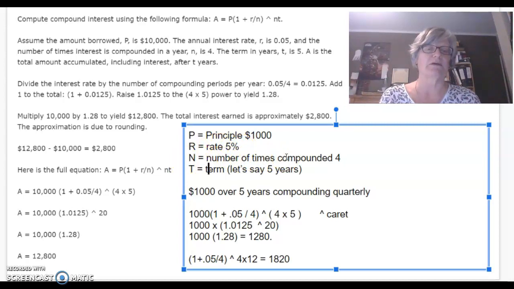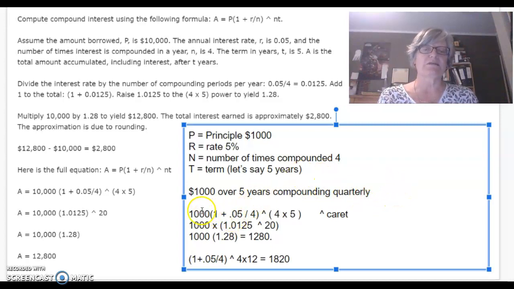that it compounds. So if it was a yearly compounding interest, it would be 1. If it was quarterly, it would be 4. If it was daily, it would be 365. And for the purpose of this exercise, I'm going to make T, which is the term, be for 5 years. So I'm investing my money for $1,000 for 5 years, compounding quarterly.